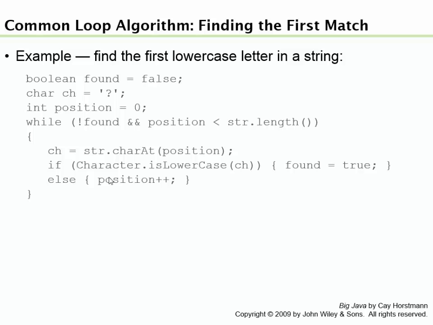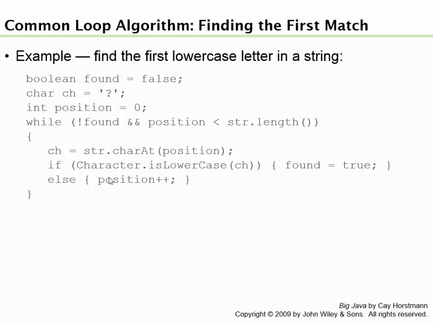So here you have a compound condition where this is a Boolean, this is a Boolean, and then we have this Boolean operator, and. Two ampersands means and. So if it's not found and the position is somewhere in the string, then go and get that character and test to see if the character is lowercase this time. If we find a lowercase letter, then we set found equal to true.